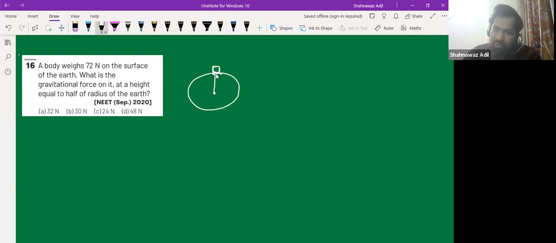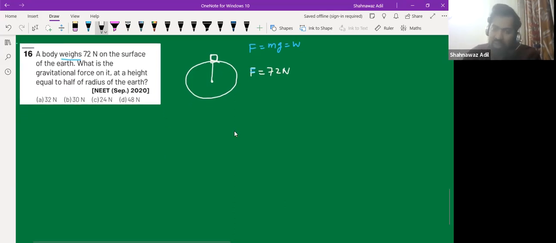And the force is how much? Force is 72 Newton. Because weight is what? Weight is the force due to gravity, that is mg, and that is the weight. So this is 72 Newton. And then they are asking what is the gravitational force on it at a height equal to half of the radius of the Earth.